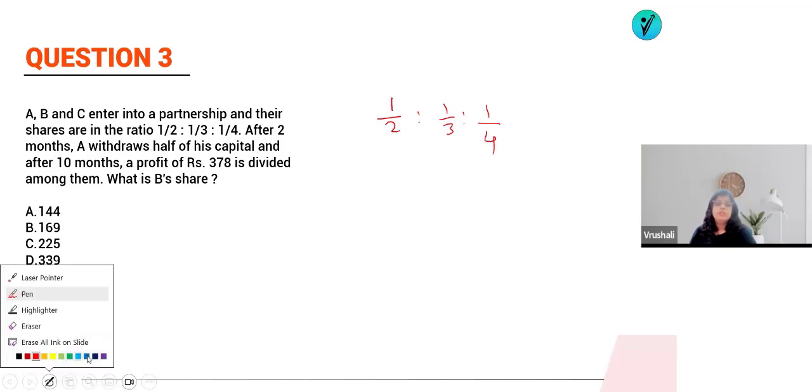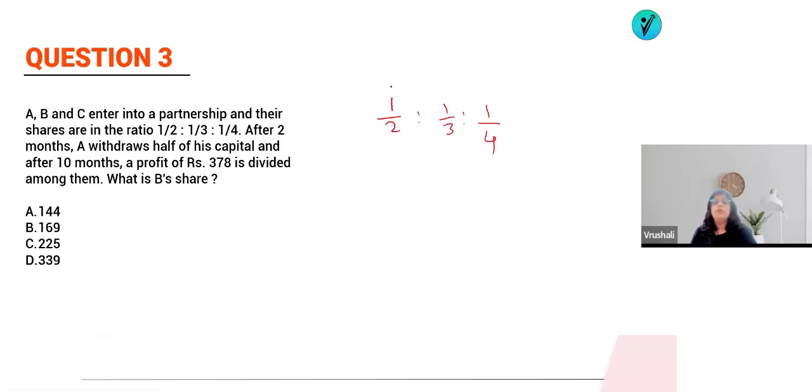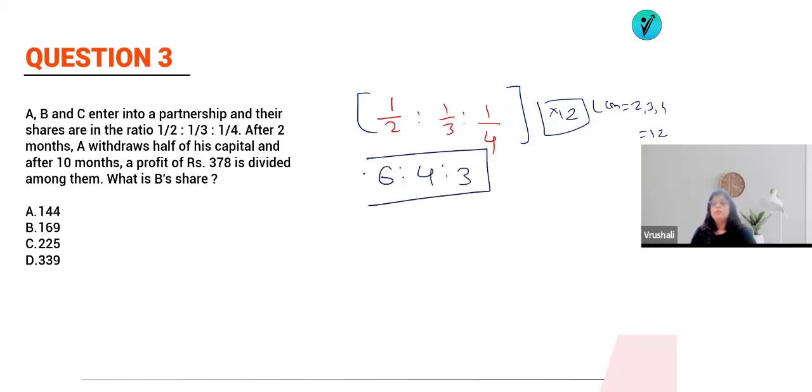So what will be these ratios now? As I know, I can multiply all of them by the LCM of the denominators. So what is the LCM of 2, 4, 3? LCM of 2, 3 and 4 is equal to 12. So you can multiply the whole equation by 12. So 1 by 2 into 12 will be 6, 1 by 3 into 12 will be 4, 1 by 4 into 12 will be 3. So these are the ratio of A is to B is to C, right?